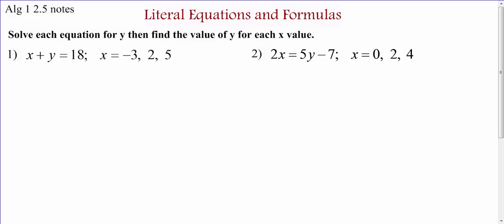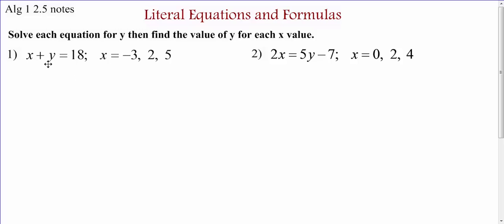I hope you're as excited as I am to learn about literal equations and formulas. Alright, for our first set of problems, our instructions say to solve each equation for y, then find the value of y for each given x value. So we're going to look at number 1.